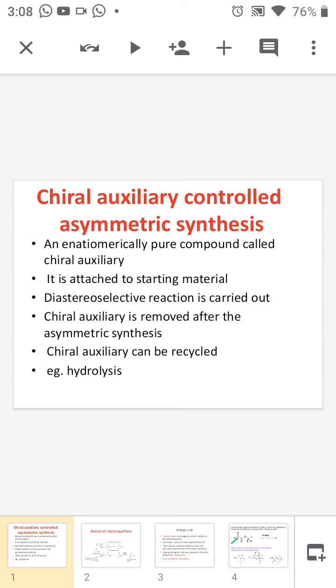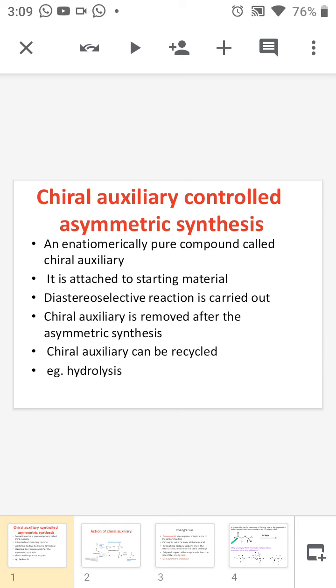So in the chiral auxiliary asymmetric synthesis, we are connecting an enantiomerically pure compound to a starting material, and this enantiomerically pure compound is known as the chiral auxiliary. It is attached to the starting material and does not get involved in the chemical reaction, but it produces a hindrance to the attack of the nucleophile. So the nucleophile can choose only one direction for the attack, and the reaction is a diastereoselective reaction.